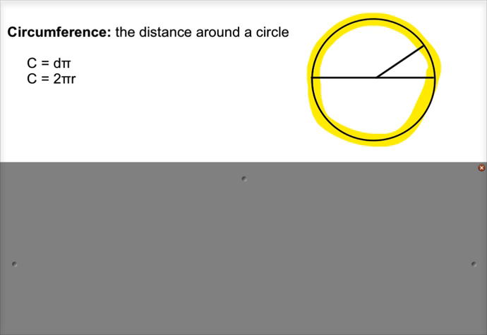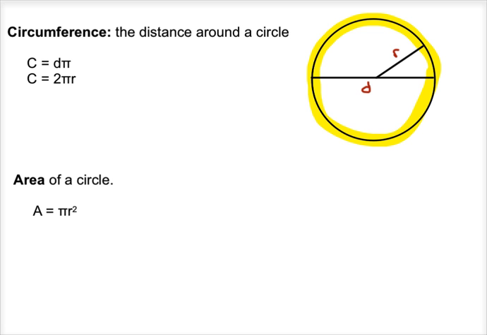So if I look, the diameter is, remember, the chord that goes through the center of the circle and connects on the ends. The radius is going from the center of the circle to a point on the circle, and we know that the radius is just half the size of the diameter.